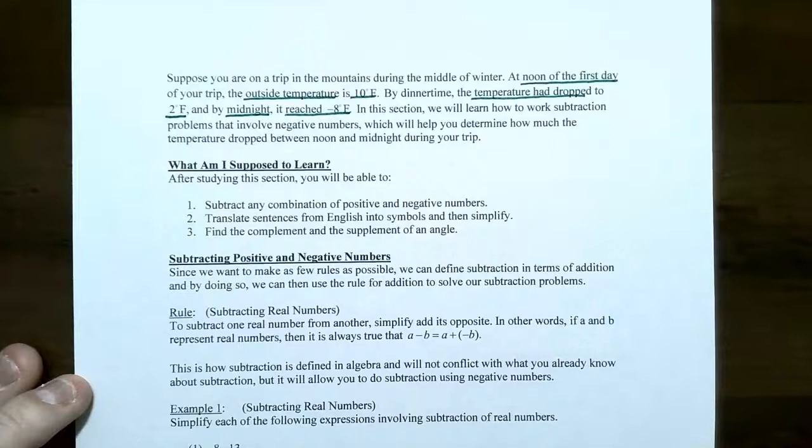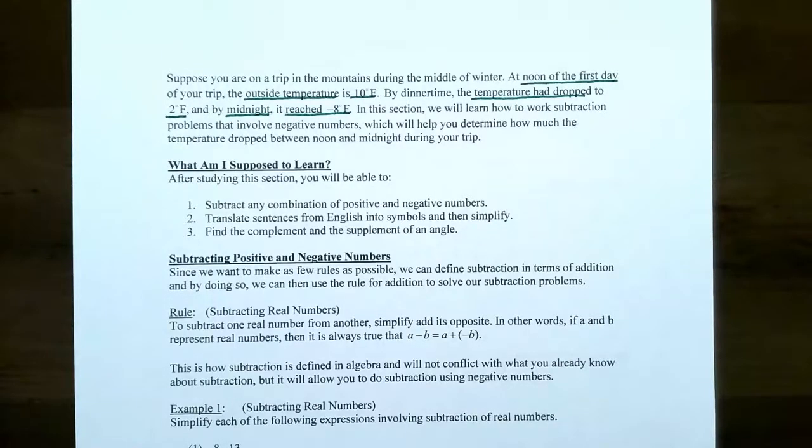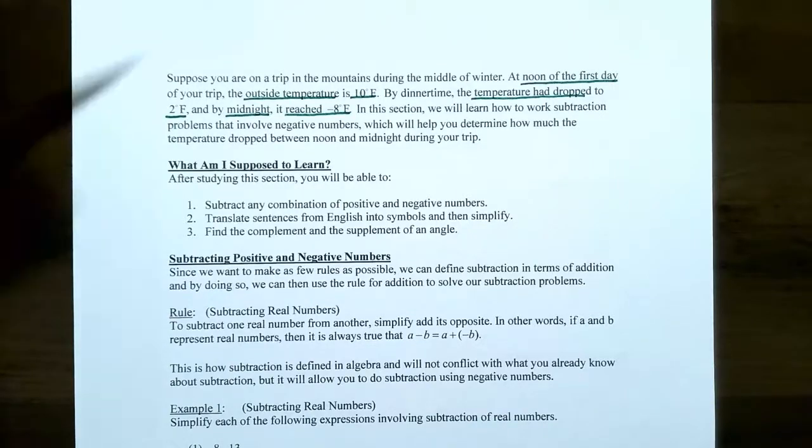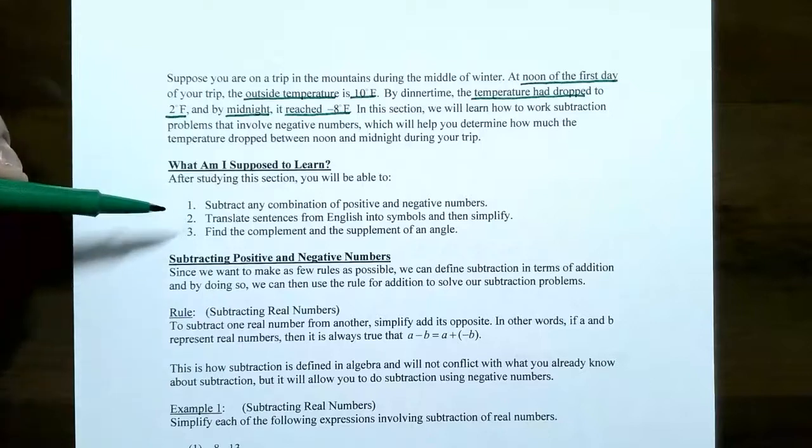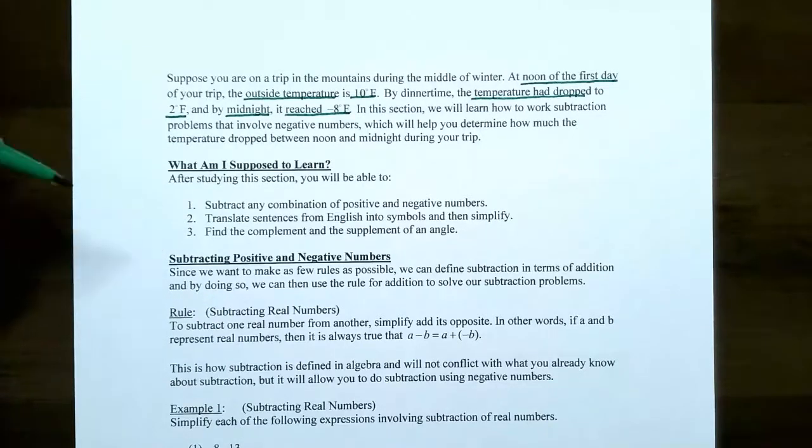We're going to figure out in this section how to subtract real numbers, positive and also negative, so that we can figure out how much the temperature actually drops from noon until midnight during the trip. In this section, we're going to talk about subtraction of any combination of positive and negative numbers. We're going to translate sentences from English into symbols, simplify, and also talk about the complement and supplement of an angle.